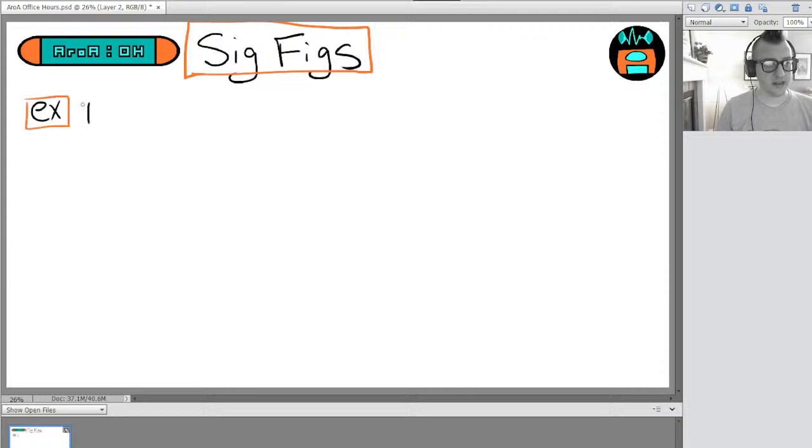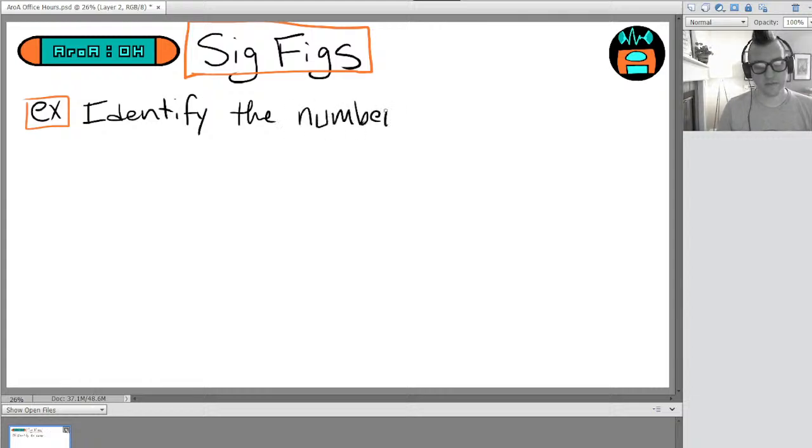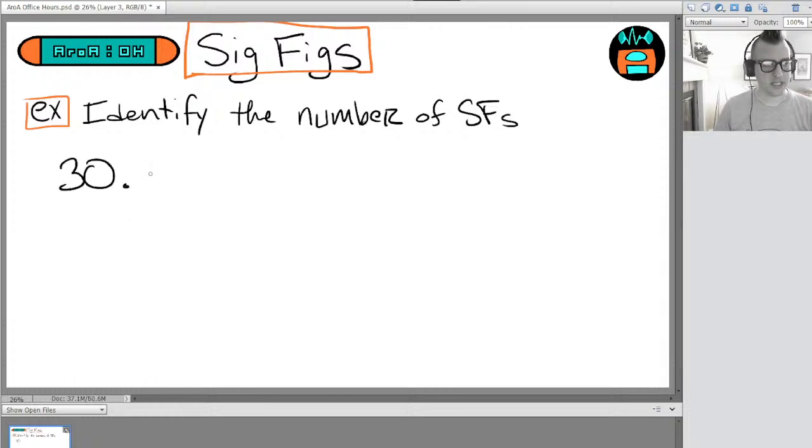Let's identify the number of significant figures. Identify the number of significant figures in each number that we're given. So first, let's go with 30.040.